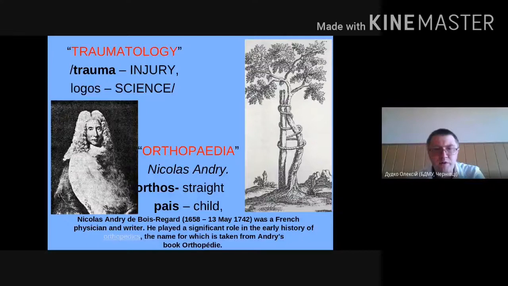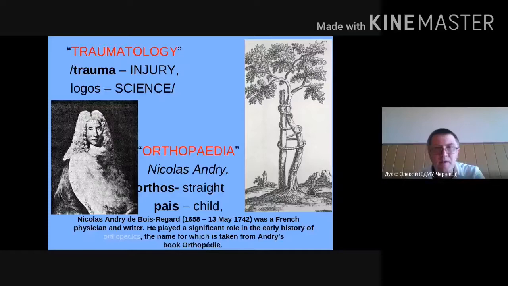how to make this child straight. On the right side, you can see a picture with a tree which is deformed, and a stick and the rope which was used to make this tree straight. The same principles are used in orthopedics, as we use many orthopedic devices to correct the deformities.